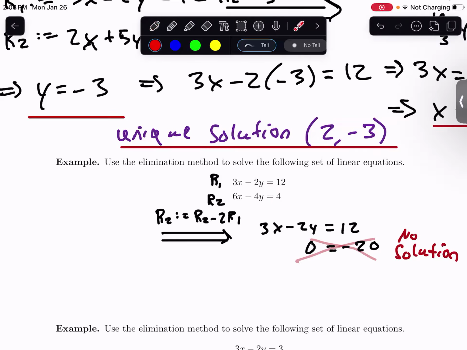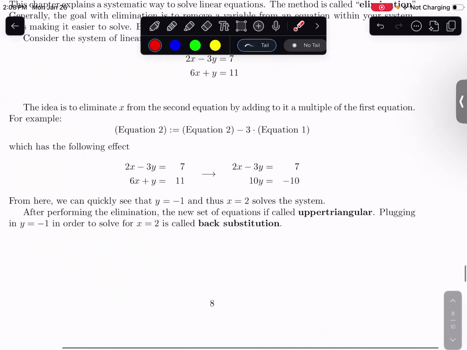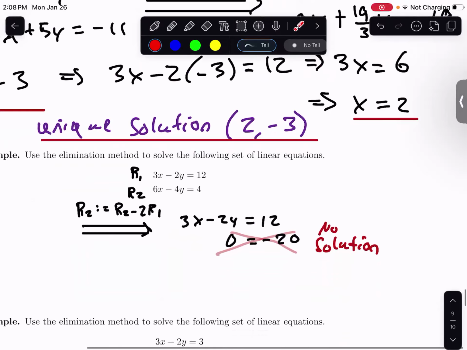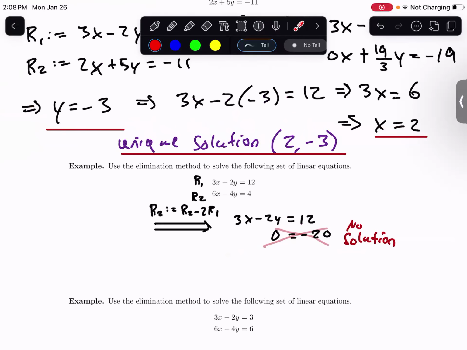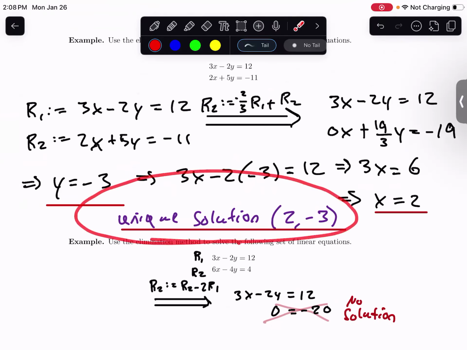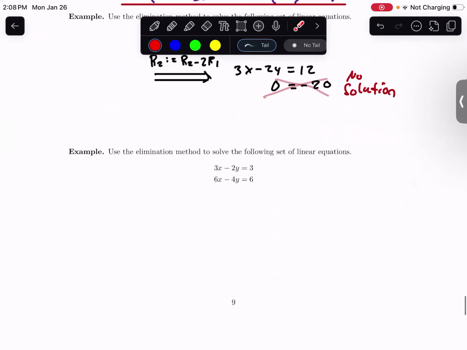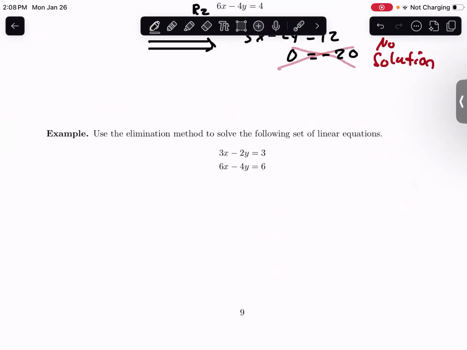It mirrors what we saw in Friday's class with the no solution. We get 0 is equal to something that's not equal to 0. Which is a problem, which is a big problem. So there's no solutions to the system of linear equations. And then we have one more example before going on to a 3x3 system. And we've seen a unique solution. We've seen a no solution. So the next one is probably going to be infinitely many solutions.